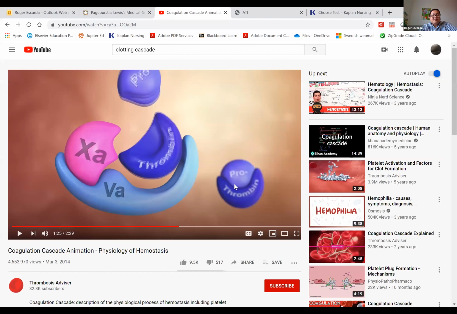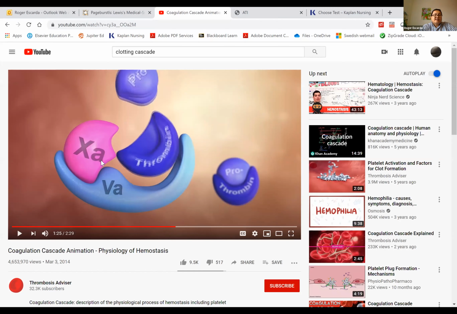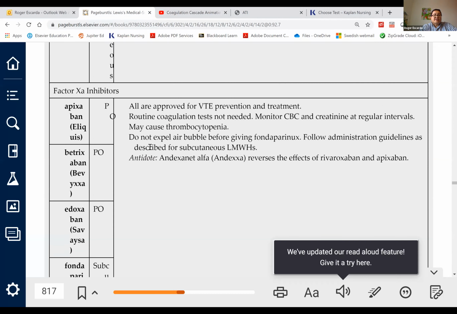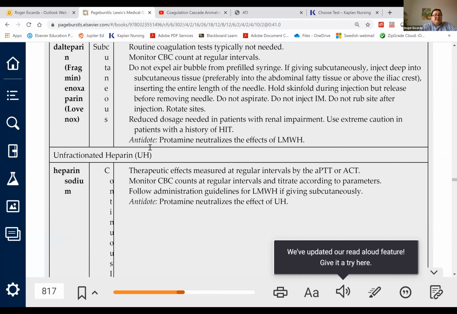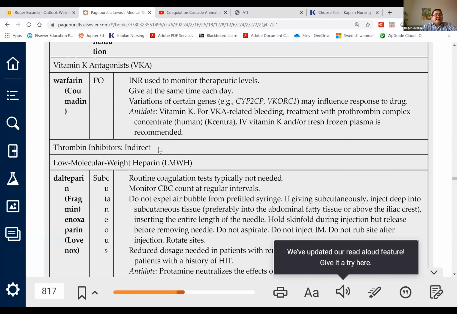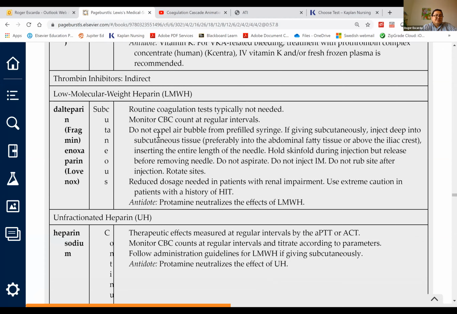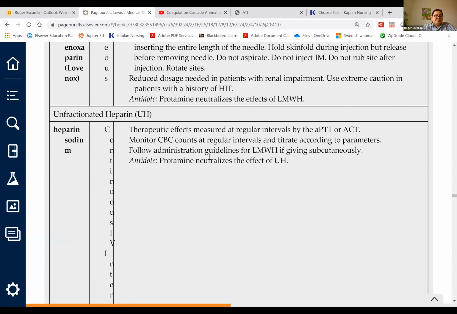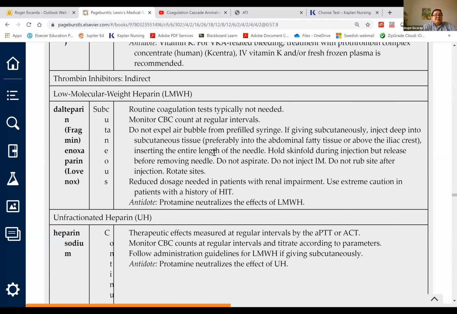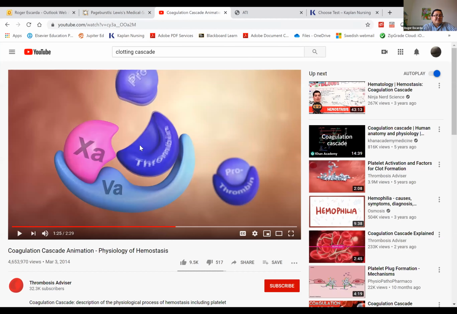So the thrombin here, which is the next step after 10A activation, is now here. You have direct thrombin inhibitors and indirect. Let's begin with indirect. There are two indirect thrombin inhibitors: low molecular weight heparins and unfractionated heparin. Therefore, if they stop thrombin from being activated, will you form a blood clot? Not at all, not anymore.